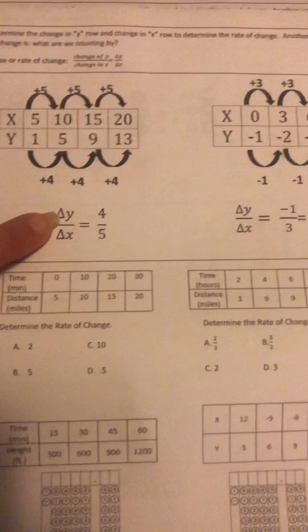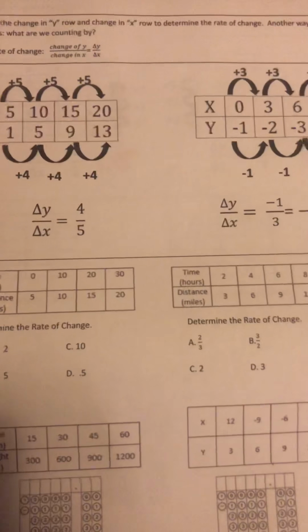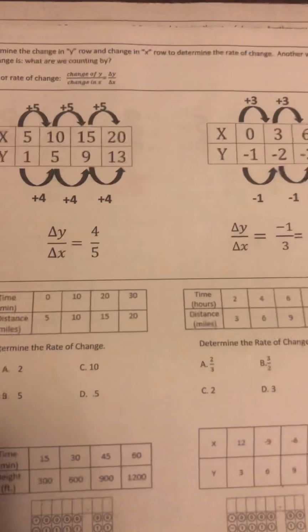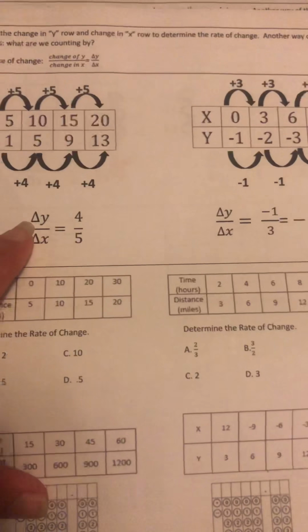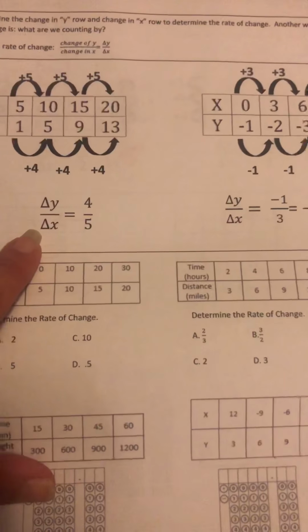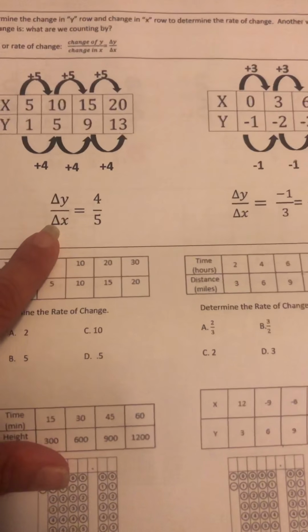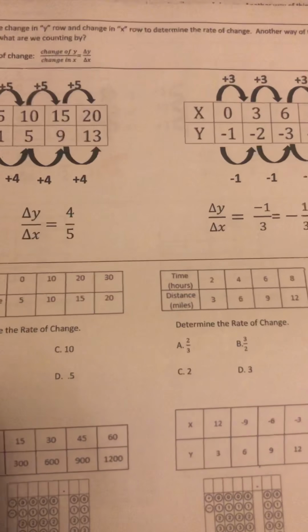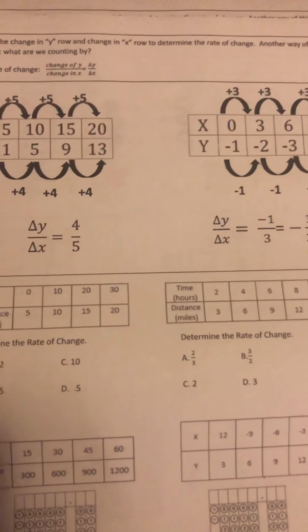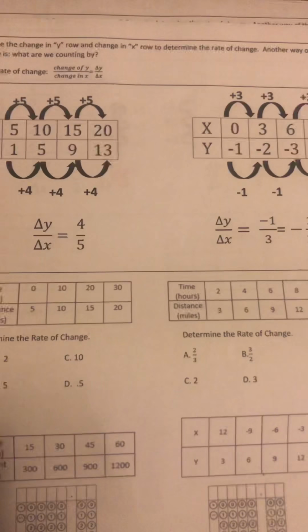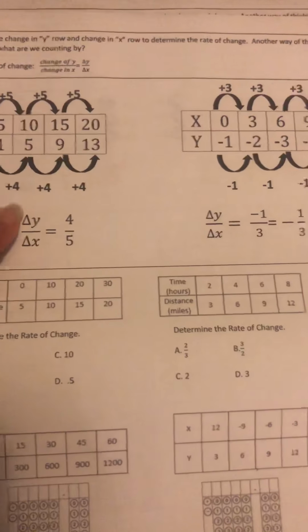And the reason that you're going to want to do that is because as it looks here, it looks like this is going to be your numerator and this is your denominator. But please, please, please make sure that you always put change of y over change of x, because that is how we find the slope or the rate of change. So in this one right here, you'd probably be safer just to go ahead and start with your y row. That way you'll put that first on the top as your numerator.